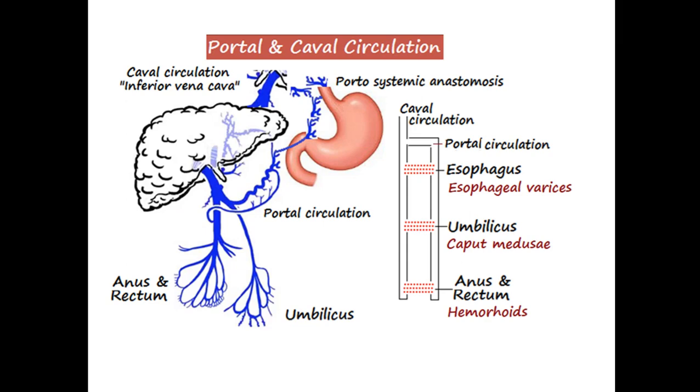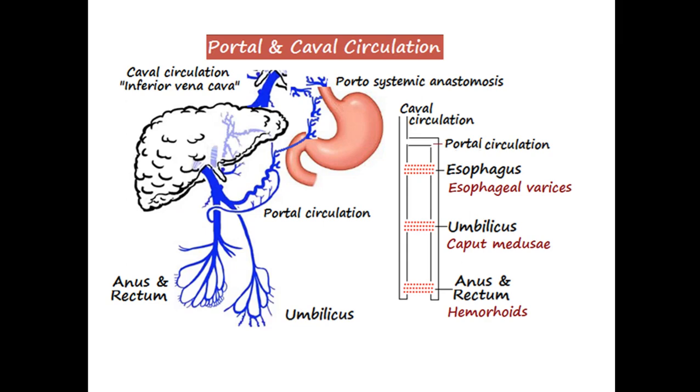But this is a risk channel. Whenever the pressure in the portal vein increases, this channel is reopened, and since the superficial veins drain directly into the caval circulation, there can be anastomotic channels, and whatever forms is known as the caput medusa.